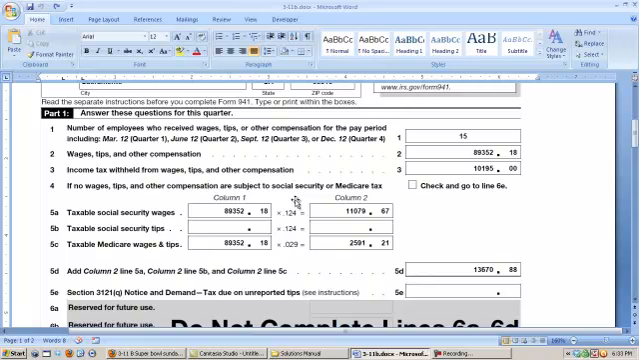Same thing for Medicare down here. It's 1.45%. If we multiply that by 2, we get 2.9%. Okay, so this is both the employer and the employee's portion. Now remember, the way this works, the employer withholds this amount from the employee's paycheck and pays it to the federal government. The purpose of this return is to show the total amount that is owed.